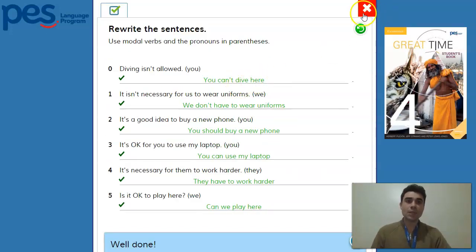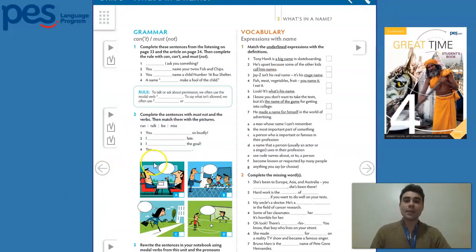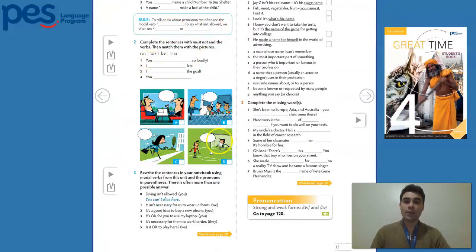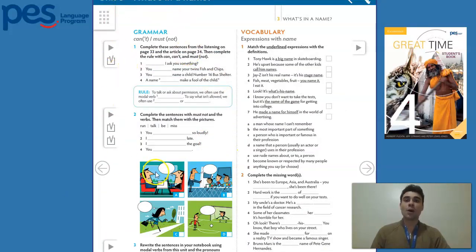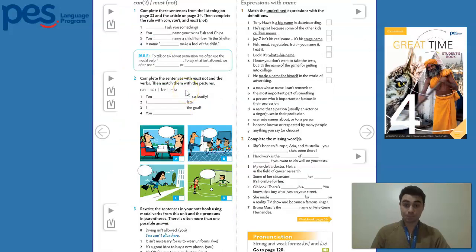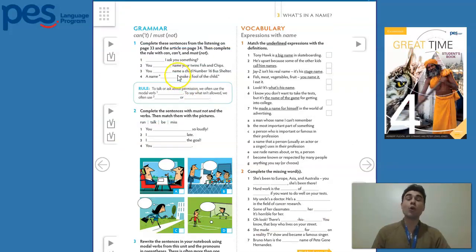Okay, guys. So that's it for now related to this grammar topic, right? And now you have to go back to your study guide and you are going to work with some vocabulary using the expressions that use the word name.